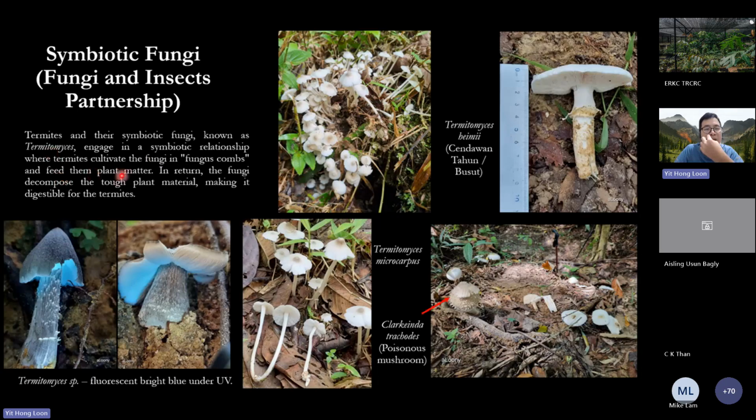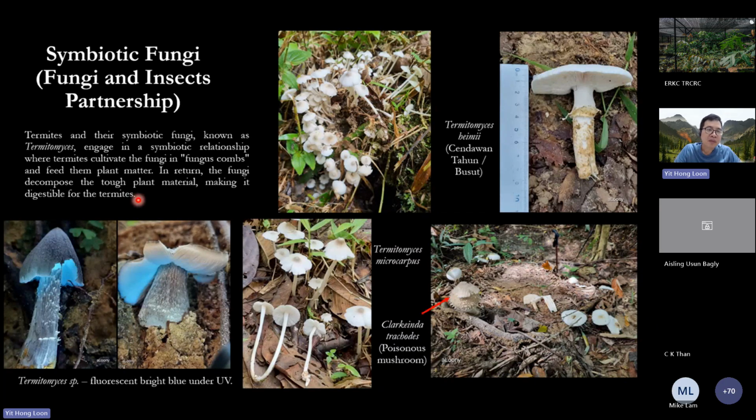with the plant matter. Actually, termites cannot digest the cellulose. They cannot digest the fiber. So they feed the fiber to the fungi. So the fungi will decompose that material, so that it is digestible for the termites. And in return, actually, the termites cultivate the fungi in their nest.